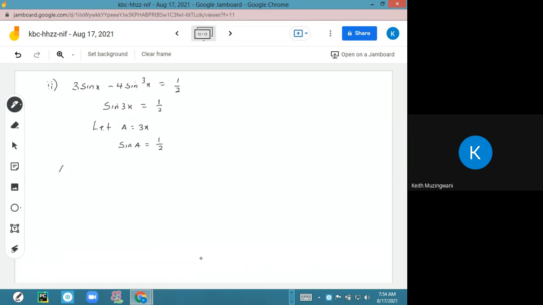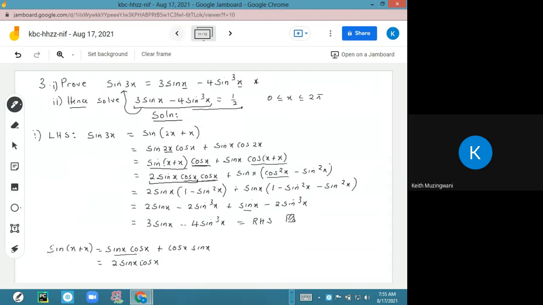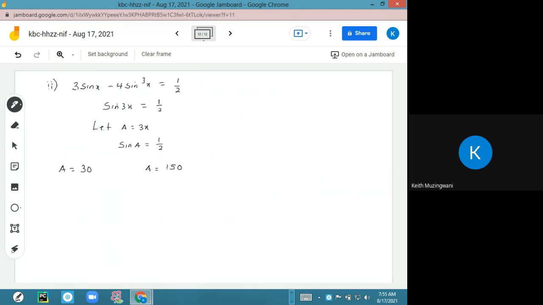Which angle gives us half for sine in the first quadrant? 30. Where else is sine positive? In the second quadrant. And 30 is 150 in the second quadrant. But look at the interval from 0 to 2 pi, and it's being multiplied by 3. So we can get the coterminal angles because of the 3 present. So we are dealing with 30.